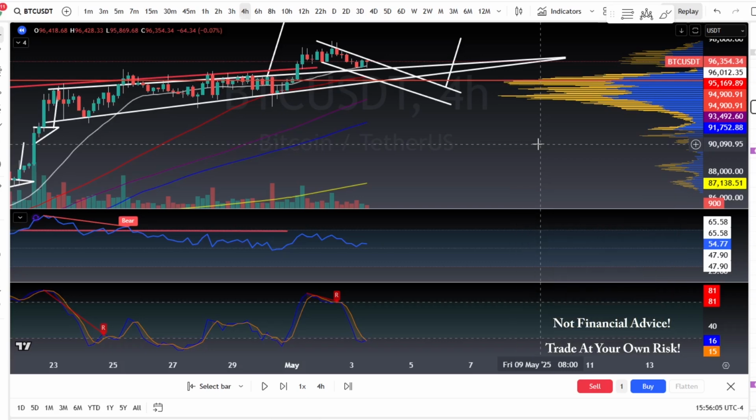Alright guys, let's hop into the charts. And before we do the top-down analysis, I want to start off here in the 4-hour chart. I just wanted to show you how this falling wedge played out. This was a play that I traded and it worked out perfectly.